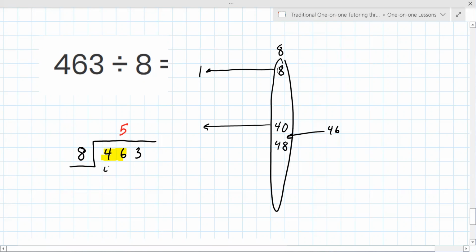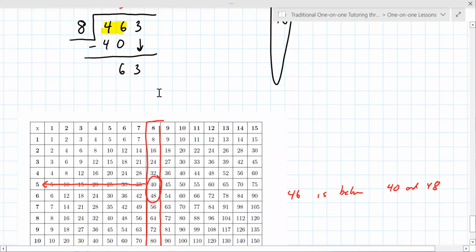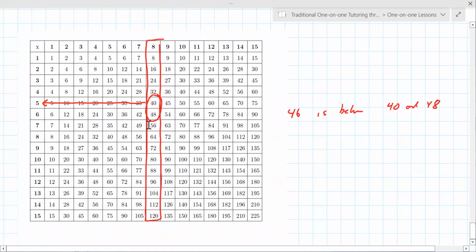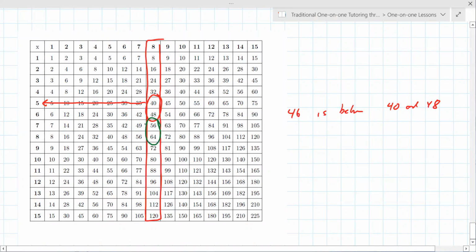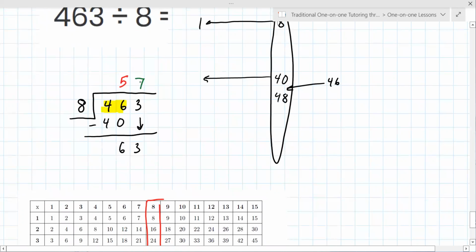40. And now when you subtract, what is the result? 6. And then you bring the 3 down. 63. Okay, now how many times does 8 go into 63? So you again go to your table and you look for 63, but 63 is not in your table. So you choose the numbers around it and you want the smaller number. You're like, oh, it's between 56 and 64. So let me choose the smaller number, which is 7. Are you following that? Yes. Okay, what is 7 times 8?